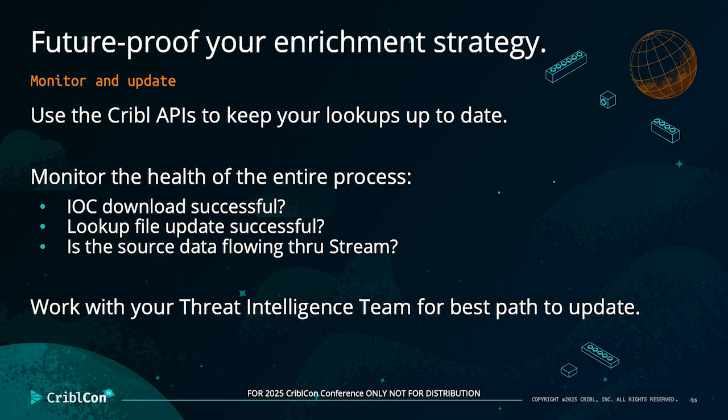There's a lot of weird things that can possibly happen during that. So again, are you monitoring the health of the entire process? Did your IOC file get updated in the last 24 hours? Did your lookup file get updated in the last 24 hours? Is the source data that you're looking for even flowing through Stream? Sounds like a pretty silly question to ask, but there are sometimes where things happen and data sources fall off the grid. For the last one, with the data source falling off, there are Cribl notifications that you can use.